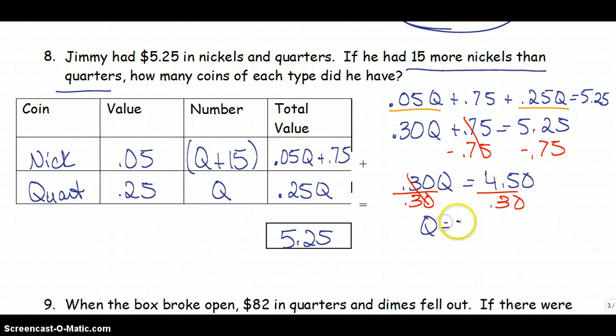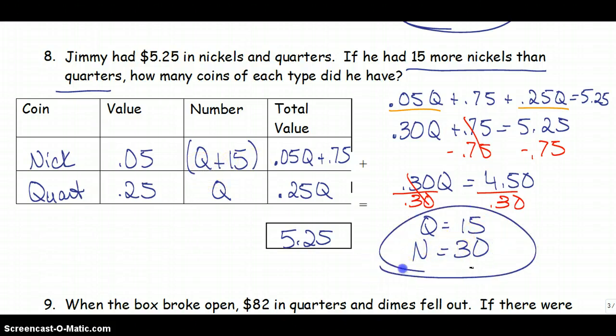So Q is equal to 15. The nickels is quarters plus 15. Oh, so the nickels are 30. And we are done.